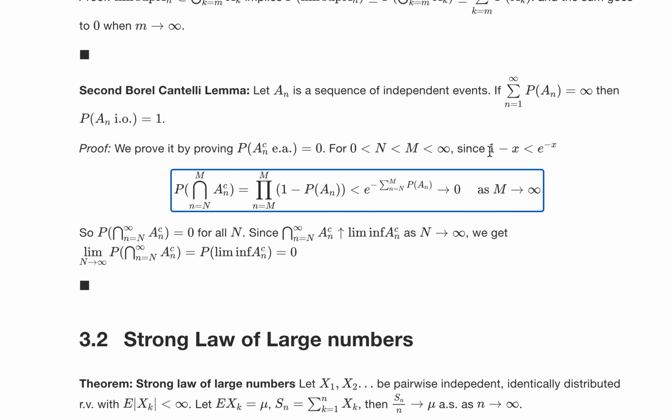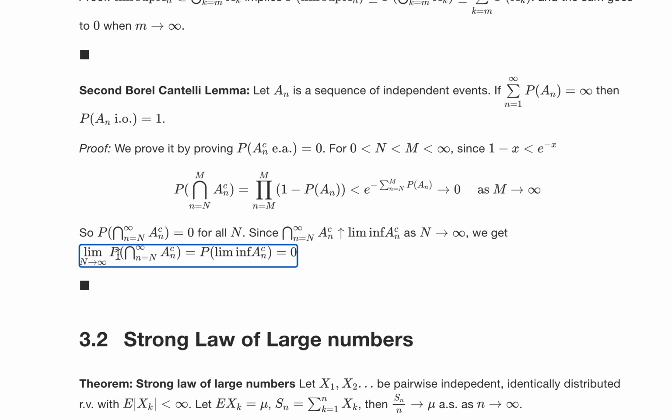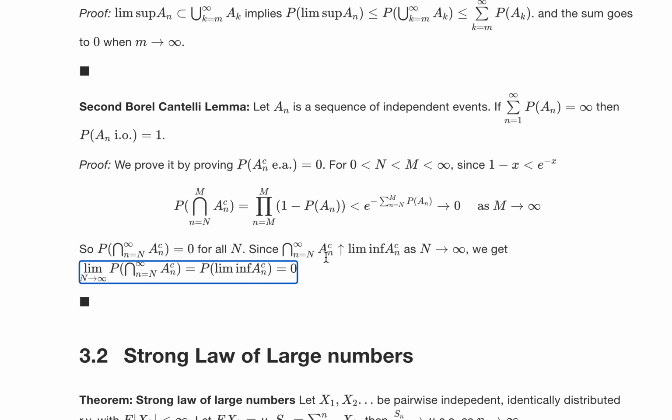Because they're independent, we can write it as a product of 1 minus the probability of A_k. And because 1 minus x is less than e to the power minus x, that is at most e to the power minus the summation of all the terms from n to m of the probability of A_k, and that goes to 0 as m goes to infinity. So that tells us that the probability of the intersection of A_k complement from capital N to infinity is 0 for all capital N. And since this intersection is a set that increases to the liminf of A_n complement as N goes to infinity, the probability of liminf of A_n complement is the limit of that, and that's 0. So that proves our second Borel-Cantelli lemma.